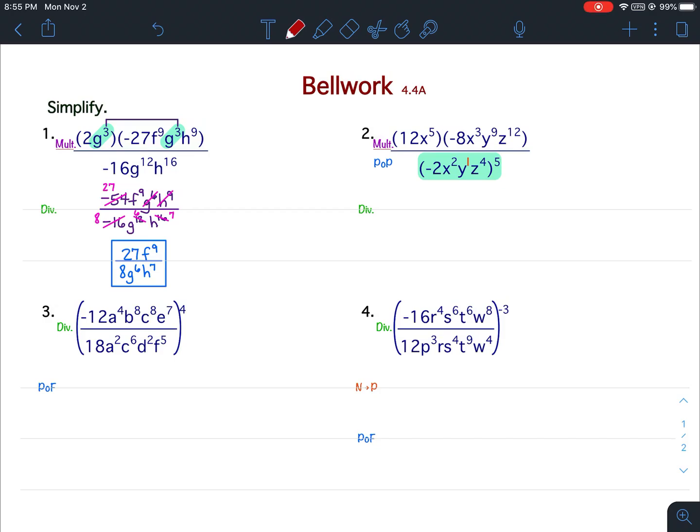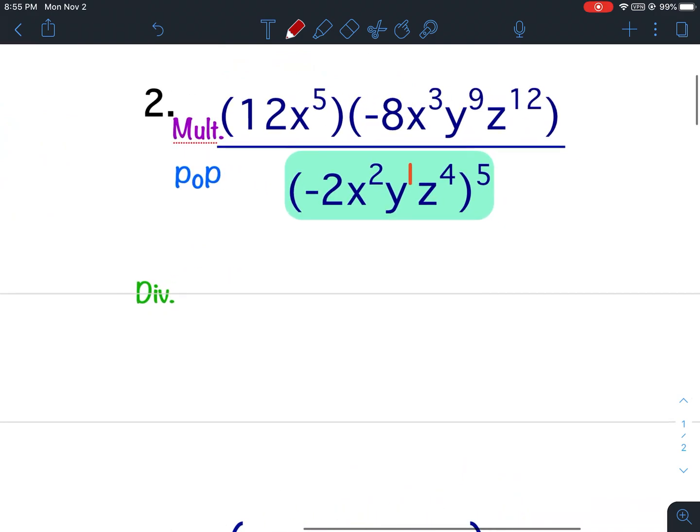Bellwork 4.4a, question number 2. For question number 2, before we can divide, we have to simplify both the numerator and the denominator. In the numerator, we have multiplication, and in the denominator, we have power of a product.